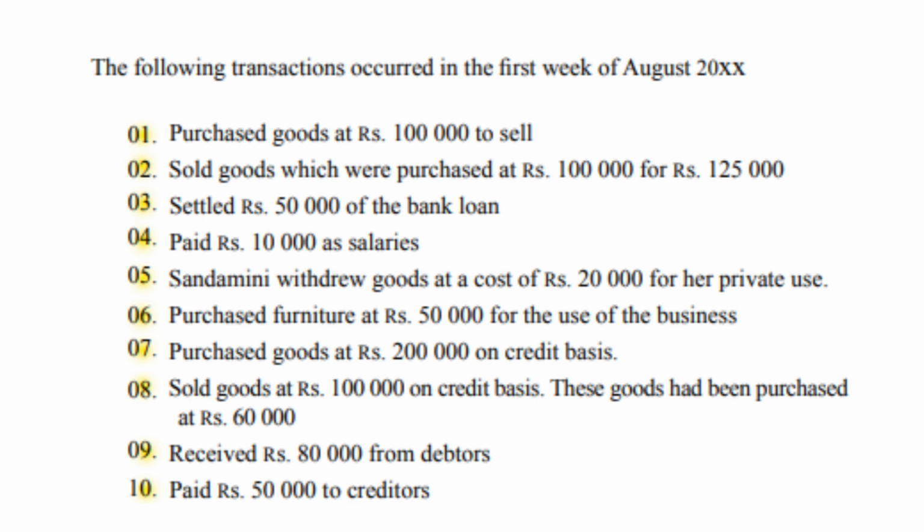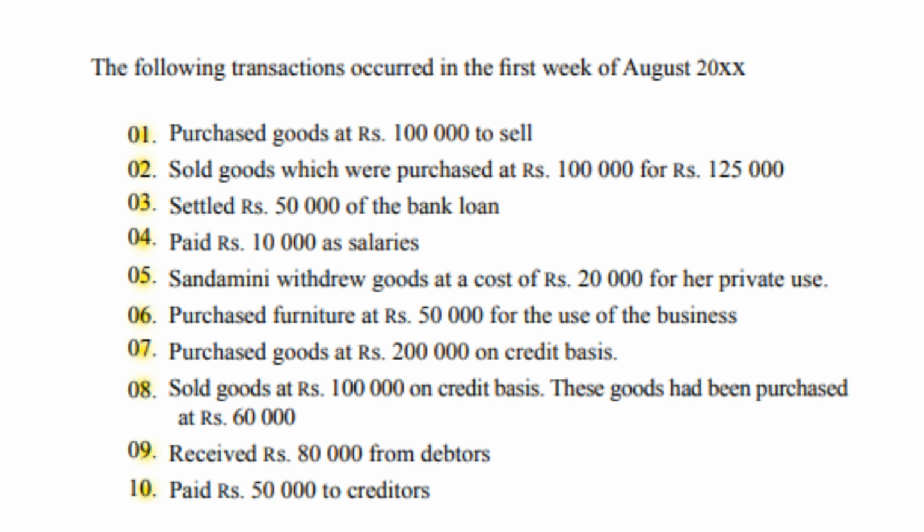Purchased goods at rupees 200,000 on credit basis. Sold goods at rupees 100,000 on credit basis. These goods had been purchased at rupees 60,000. Received rupees 80,000 from debtors. Paid rupees 50,000 to creditors. So now you all know if we want to show how the above transactions affect an accounting equation.